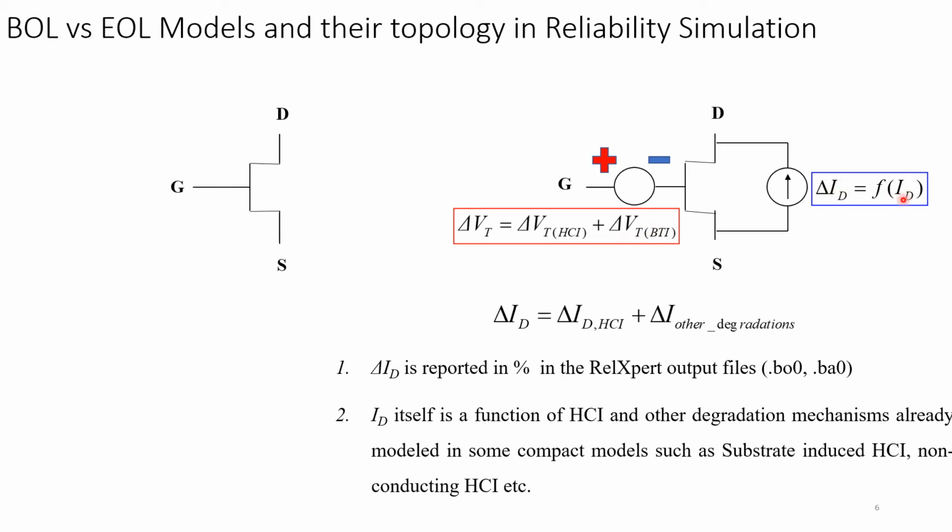So there is no direct correlation. However, this indirect correlation exists: if I have BTI, it will reduce ID, and if ID reduces, it will also affect the delta ID in the simulation, right? So this is how you model.